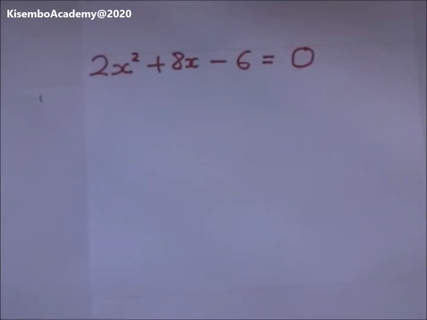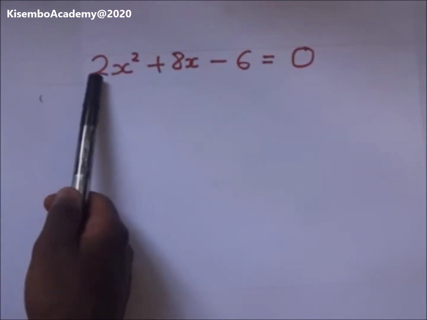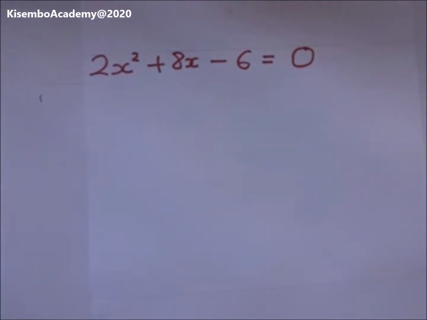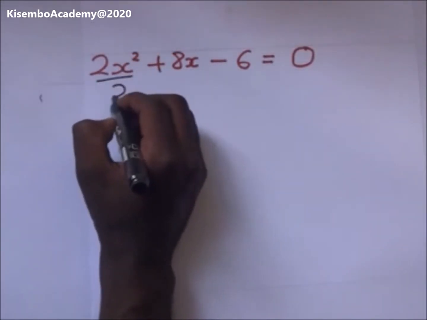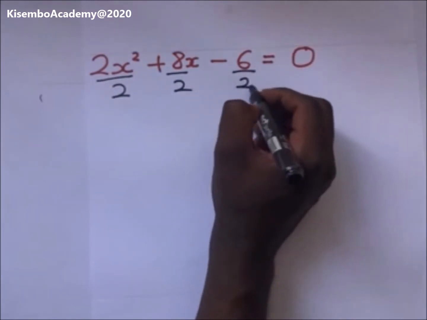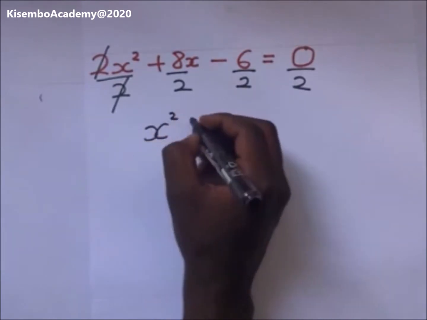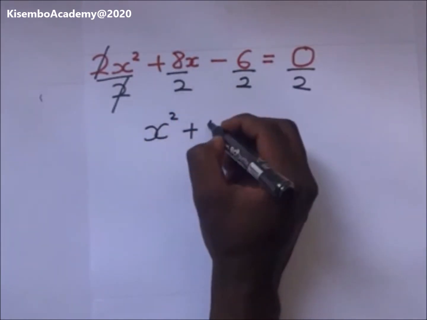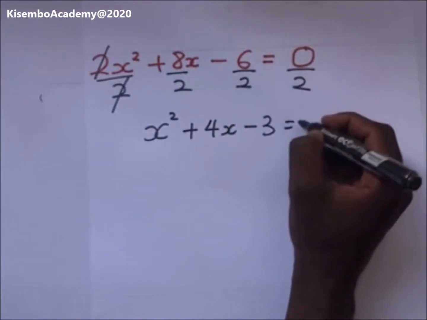Further worked examples on completing squares. We get to look at this: 2x squared plus 8x minus 6 is equal to 0. Now, before we've been dealing with quadratic equations whose coefficient of x squared was 1. But now here it is 2. Now, we have to first make sure that the coefficient of x squared is 1. So it means we're going to divide through by 2 throughout, so that these 2 and that 2 cancel and you remain with x squared plus 8 over 2, which is 4x, minus 6 divided by 2, which is 3, is going to give us 0.